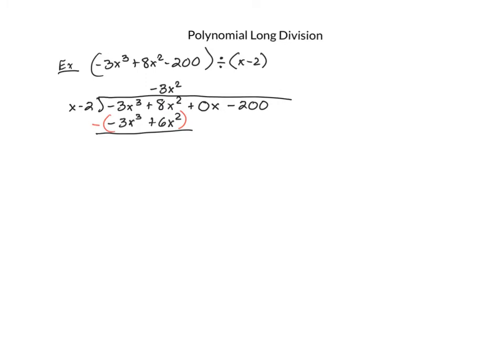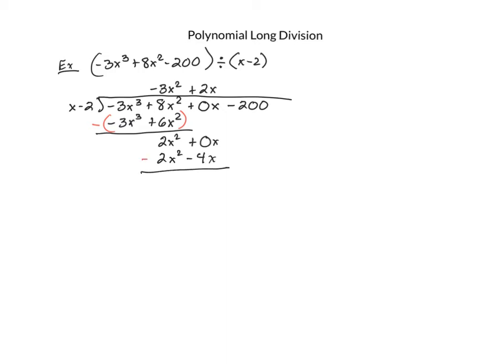As with the previous problem, we expect that first term to go away. We just get a 0x cubed. But now we have 8x squared minus 6x squared, and that's 2x squared. Let's bring down the next term and repeat the process. What do we need to multiply by x to get a 2x squared? That's a 2x. Make sure you include the sign right here. It's a positive 2x. We multiply, and we get 2x squared minus 4x.